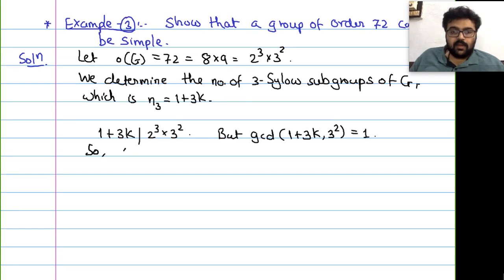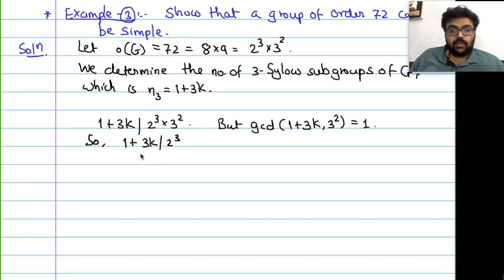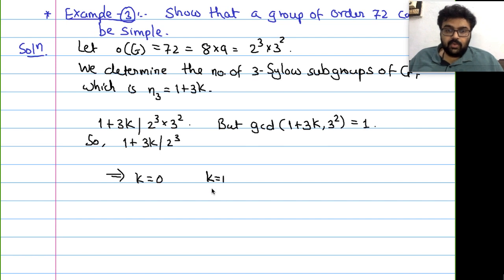So what we have is 1 plus 3k divides 2 cube, 8. So what are the possibilities of k? k equals 0 is always a possibility. When you take k equals 0, 1 plus kp is always 1, and 1 divides everything. So 0 is there. Let us check whether any other possibility is there. k equals 1 also works. If I take k equals 1, 1 plus 3k is 4. 4 divides 8.